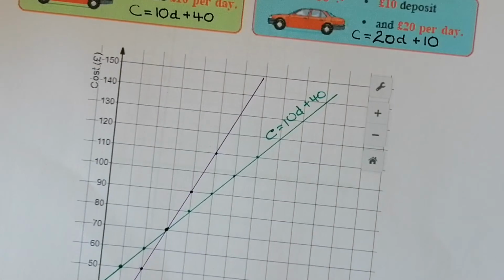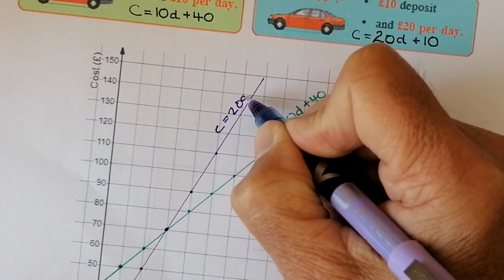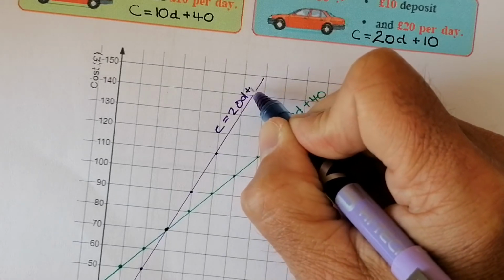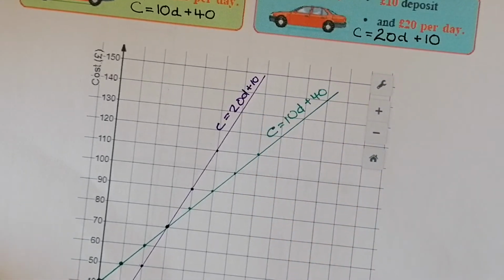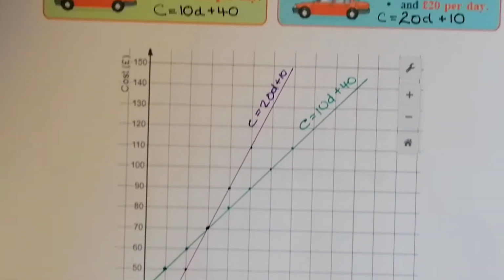So this one here is going to be C is equal to 20D plus 10. There we go. So there's the two equations that I've drawn for both companies. So let's look and see what we're trying to work out.